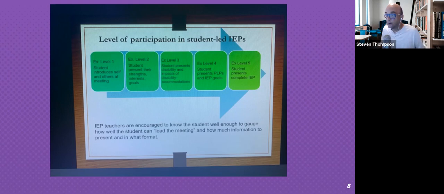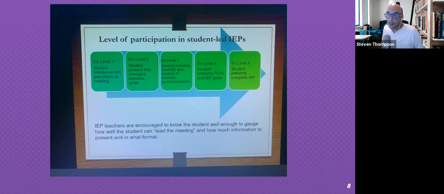Perfect, easy, over. Or you can have a level 2. The student presents their strengths and their interests and their goals. Or maybe somebody a little bit further along, the student presents their disability and the impact of their disability and their accommodations. Or you have level 4 and 5.